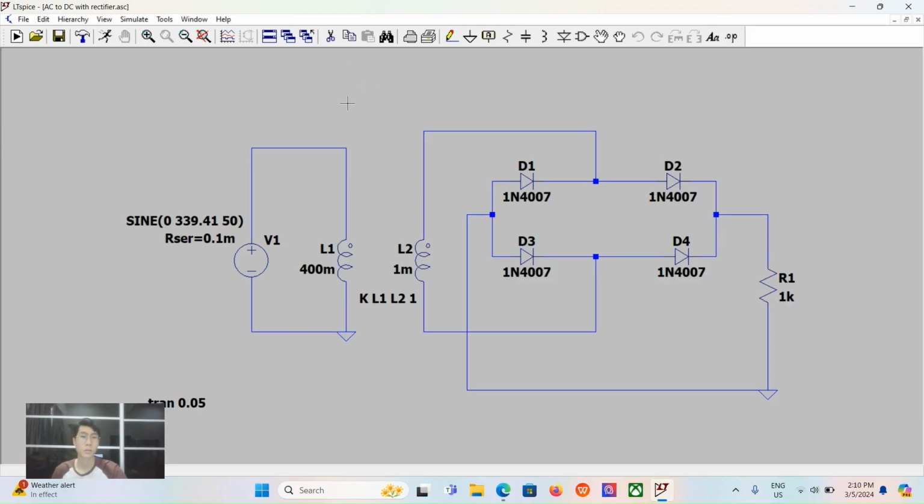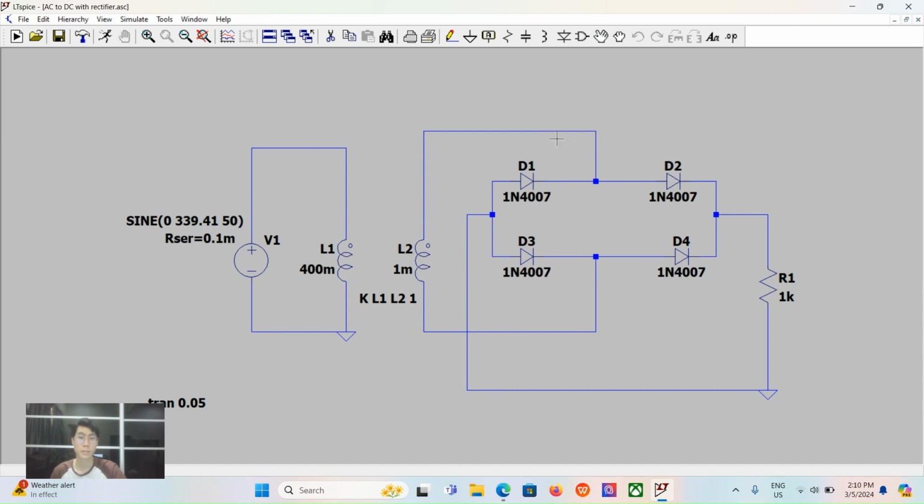Now I'm going to continue the presentation by introducing the second part of the AC to DC power supply, which is the rectifier. As you can see, this is the setup of a full wave bridge rectifier. The rectifier consists of 4 diodes and each diode has a 0.7 V drop because it is a silicon diode. The function of the rectifier is to convert AC to pulsating DC.